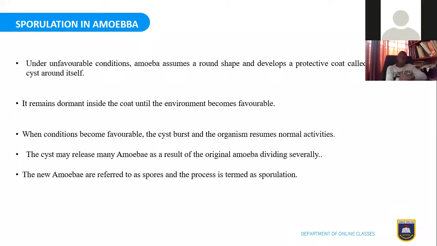But then, whilst the parent amoeba was hiding in the cyst, it was breaking down. Cell division was taking place. The nuclei were dividing, the cytoplasm was dividing to produce spores. Are you okay? Plenty, plenty amoeba. So after conditions become favorable and the cyst breaks apart, those spores that were produced in the cyst will also be released into the environment. And those spores will grow one day to become an adult amoeba, or to become what? A daughter amoeba, okay? Because of the spores that were produced in the cyst, this process is termed sporulation. Sporulation simply means the production of spores.